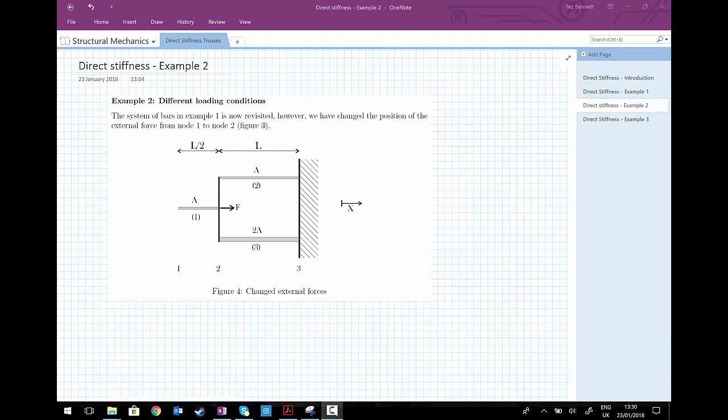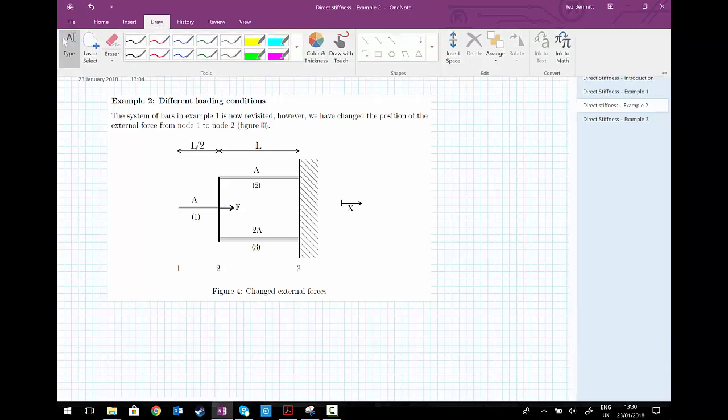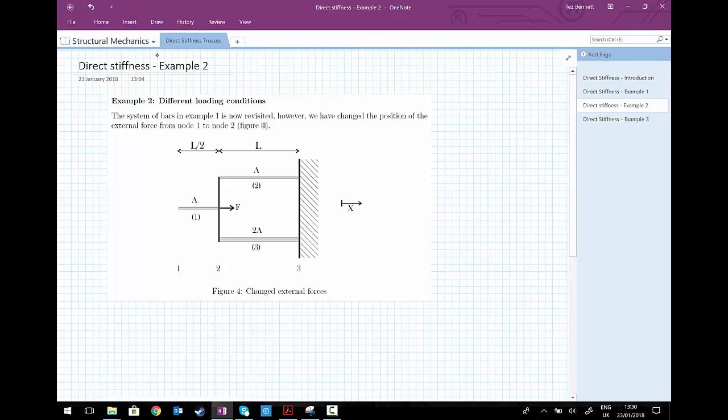Again, let's draw what the similarities are. All 3 bars are connected in the exact same way as in example 1. The support condition at node 3 is identical. The only thing that's changed in the entire system is that we've moved the external force from node 1 to node 2, and now it's acting in the positive x direction.